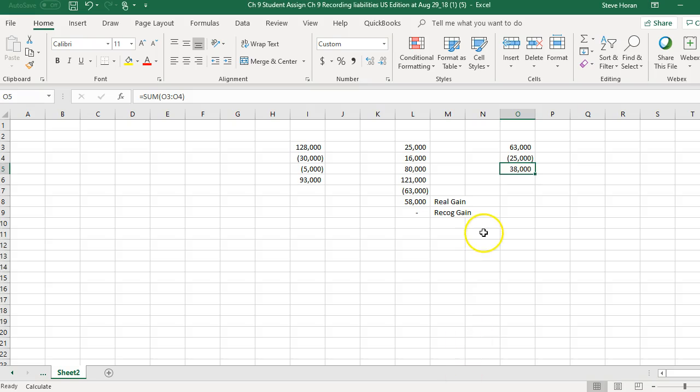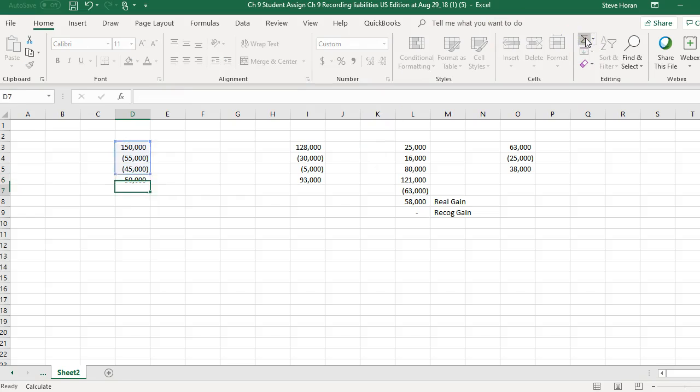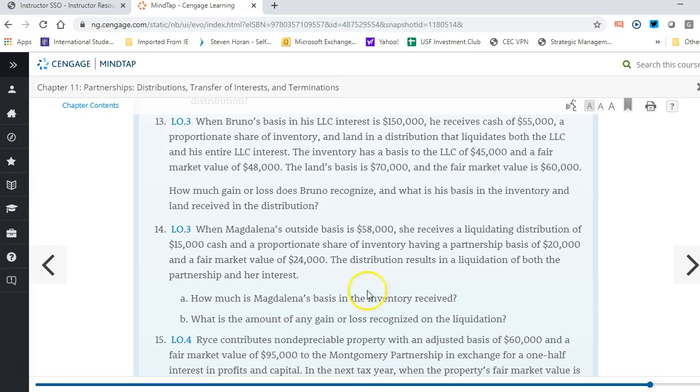So this is for Bruno. Let's do this one over here. So his original basis is $150. He receives cash of $55. The inventory basis was $45, and so the net number after all that is $50,000. So that $50,000 is assigned to land. Okay, so that goes to land. Basis in land is $50. The basis in the inventory is $45. No capital gain or loss.